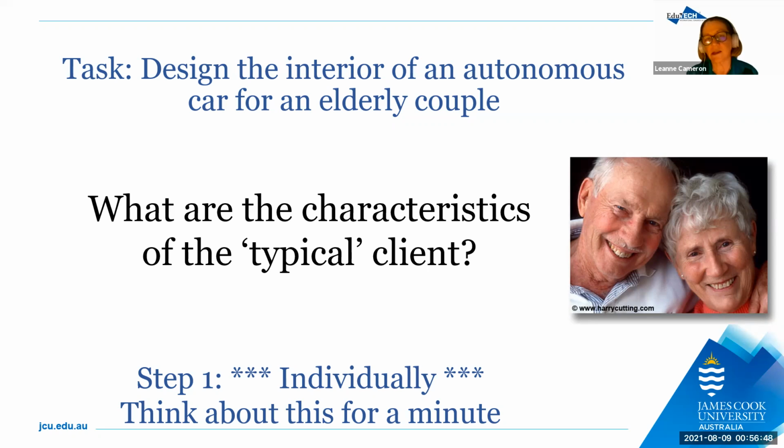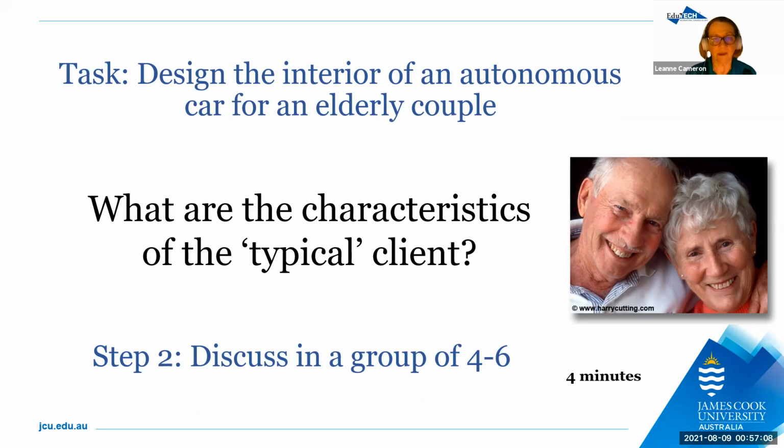Now, take care at this stage that they come up with characteristics like perhaps difficulty with mobility, rather than solutions, which would be make the doors open wider or bigger or whatever. So make sure that they focus on the characteristics, not the solutions at this point. We then get them to discuss in groups of, say, 4 to 6, all these characteristics and come up with a whole lot of a list in each group. Now, they've only got about 4 minutes to do this.